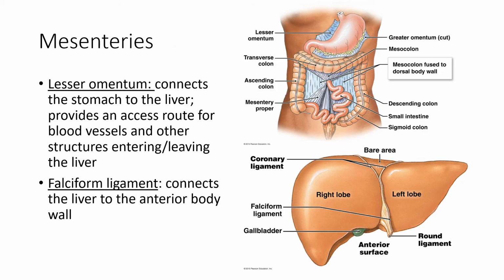Continuing into the lesser omentum, this is going to connect the stomach to the liver and provide an access route for blood vessels and other structures entering and leaving the liver. And you can see a few of these mesenteries that we were talking about before.